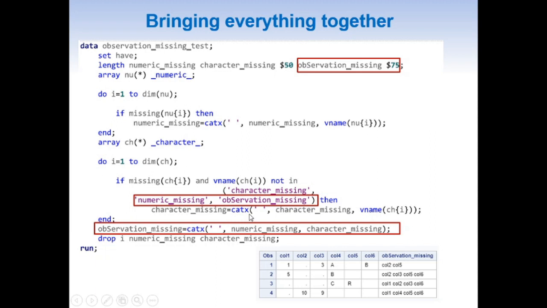Now I want to discuss the differences with the code which we have discussed earlier. The differences in the code are highlighted in red triangles. Here we are creating a new variable, that is observation_missing. This is to capture the final variable names including both character and numeric variables. And this is the first change. And we are creating this variable in the length statement here.